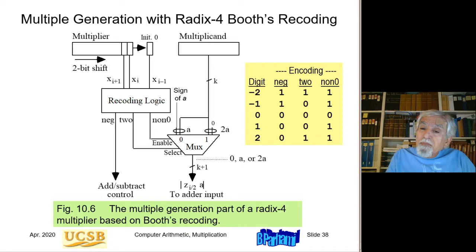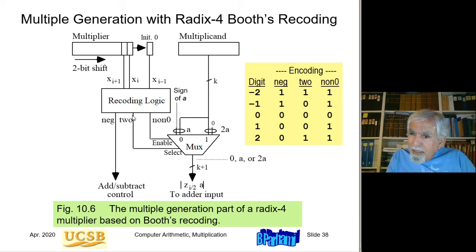Well, it turns out that with this encoding, I can multiply the digits, one of these 5 values, by the multiplicand A using just one multiplexer. How does this work? Well, non-zero is used as the enable signal to the multiplexer. If this bit is 0, the multiplexer is disabled and its output will be 0. And that's what we want to happen. If the multiple to be formed is 0 times A, we want the output to be 0. Okay? So for 0, we got the correct output.